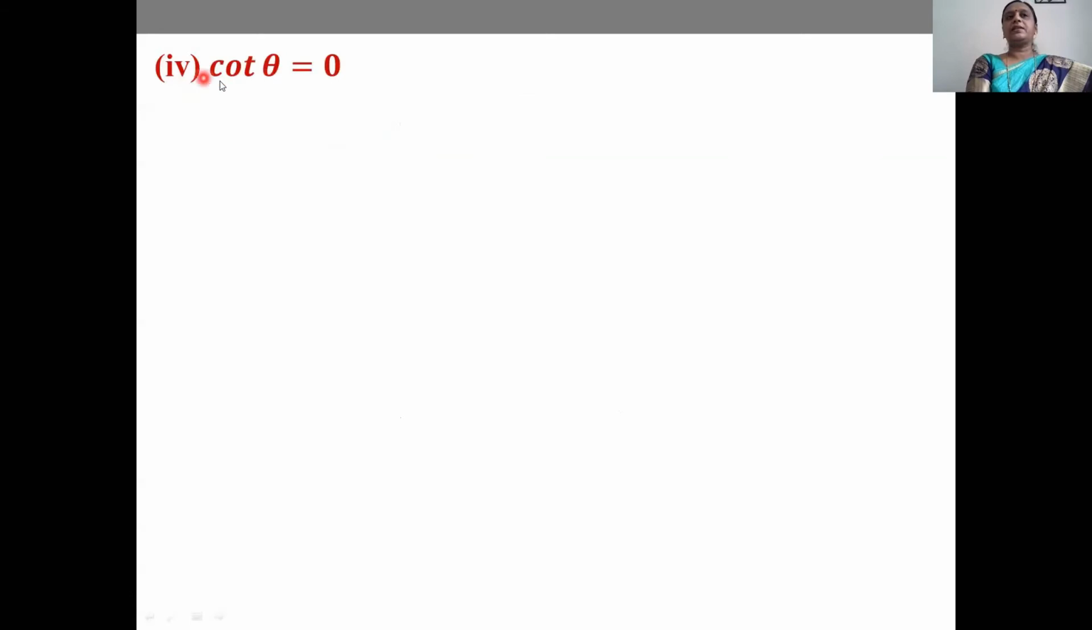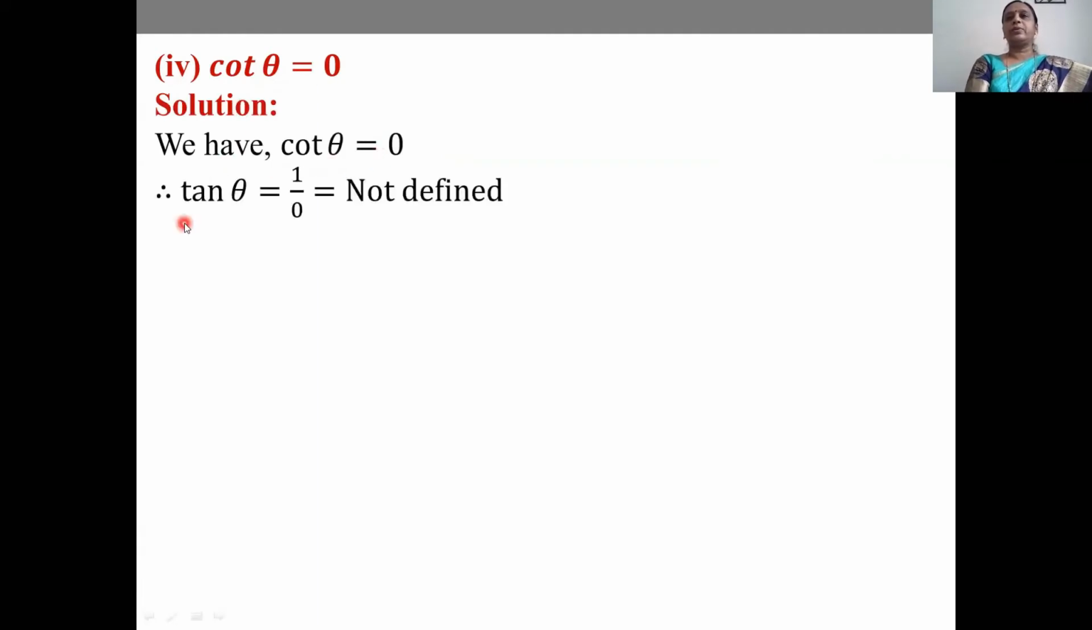Let's see the next example. Cot theta is equal to 0. We have to find the general solution of cot theta is equal to 0. Write down, we have cot theta is equal to 0. Take the reciprocal of cot theta. Tan theta is equal to 1 by 0. 1 by 0 means not defined. We get the value of tan theta not defined at pi by 2. Therefore, for this not defined, you write down tan pi by 2.